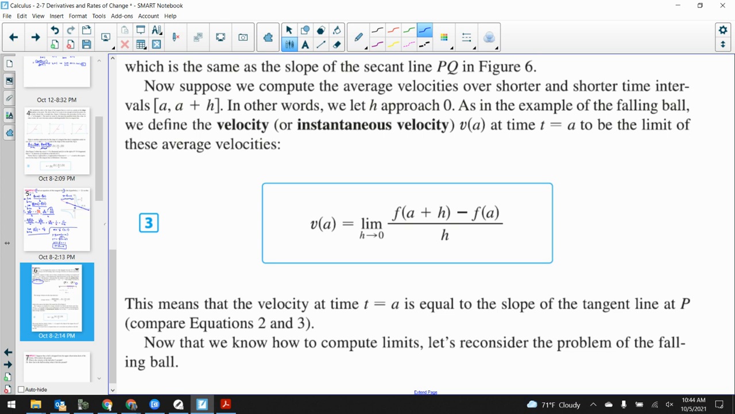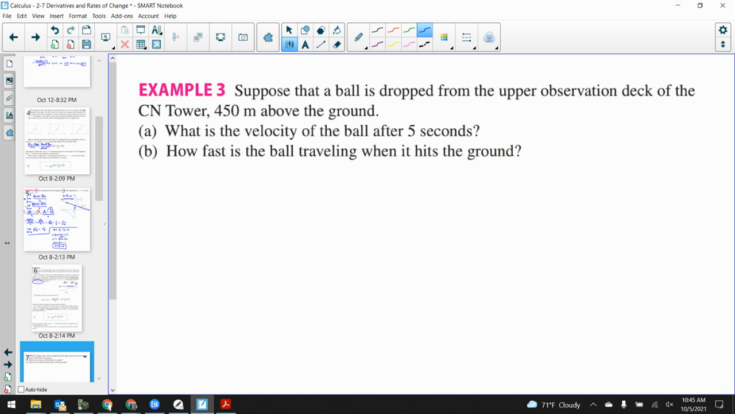Okay? This means that velocity at time t equals a is equal to the slope of the tangent line. Because look, if I have my displacement equation, then the slope of that tangent line is always going to be my velocity. Slope of the tangent line of displacement is always going to be my velocity. Okay. All right, so let's take a look again at this thing.